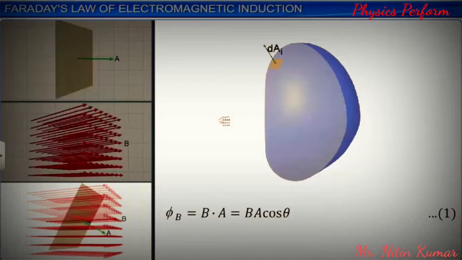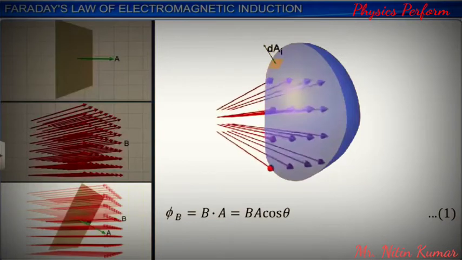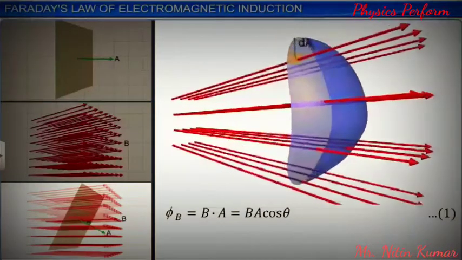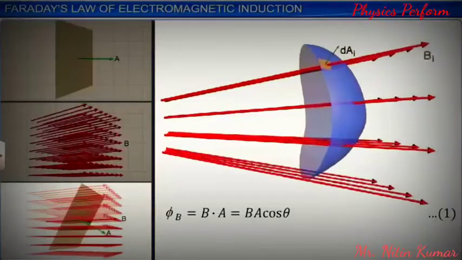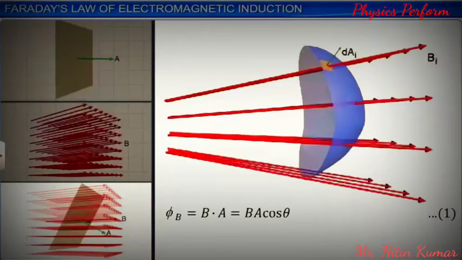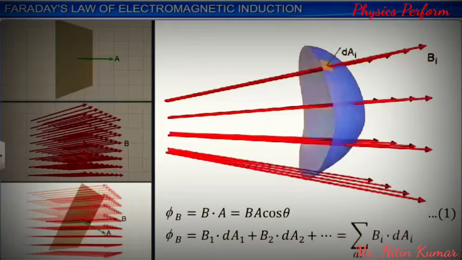When the magnetic field has different magnitudes and directions at the various parts of a curved surface, the magnetic flux through the curved surface is computed by extending equation 1. Phi B is equal to B1 dot dA1 plus B2 dot dA2 plus and so on, which is equal to sigma all Bi dot dAi. Let this be equation 2.